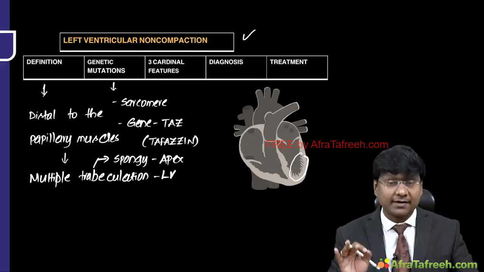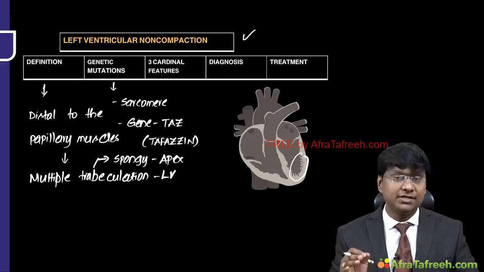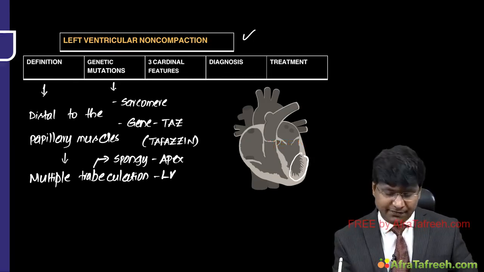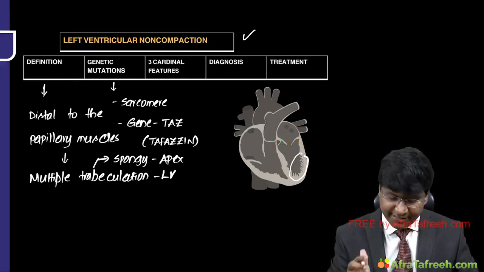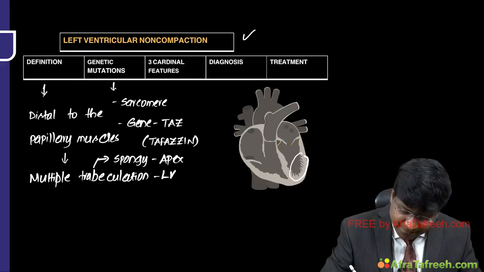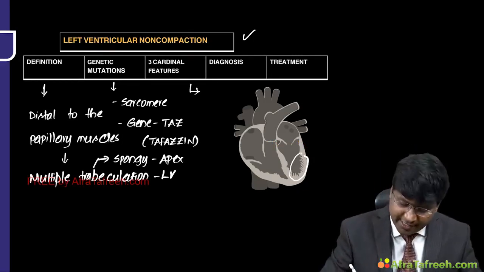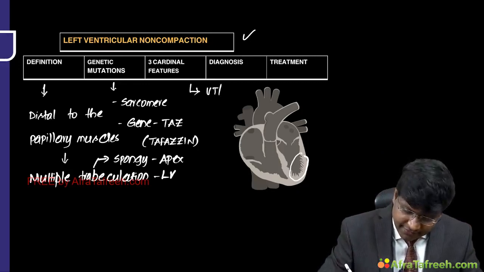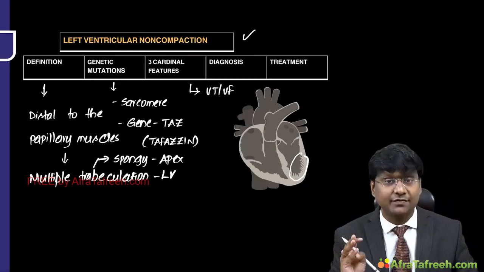Right, that will encode for tafazin. So that is about the genetic mutation which is responsible for the development of left ventricular non-compaction. Now, in these individuals, there are three important cardinal features. These three important cardinal features are: number one, the ventricular arrhythmias, that is VT or VF.